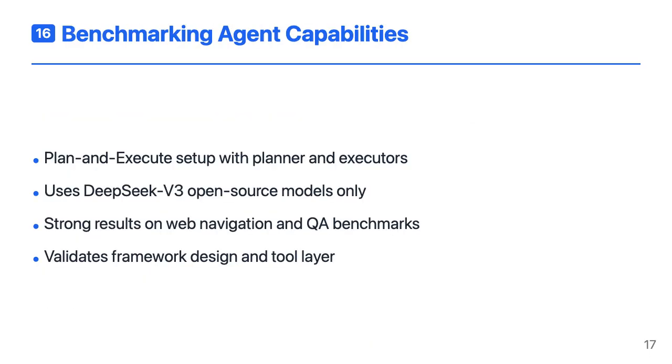To test the overall framework, the authors adopt a plan and execute pattern. A planner agent decomposes tasks and schedules subtasks, while specialized executors handle the actual work. All of this runs on open-source DeepSeek v3 models with no proprietary APIs. They evaluate on challenging web navigation and QA benchmarks, showing that the architecture and tools are strong enough to compete with state-of-the-art systems while remaining fully open.